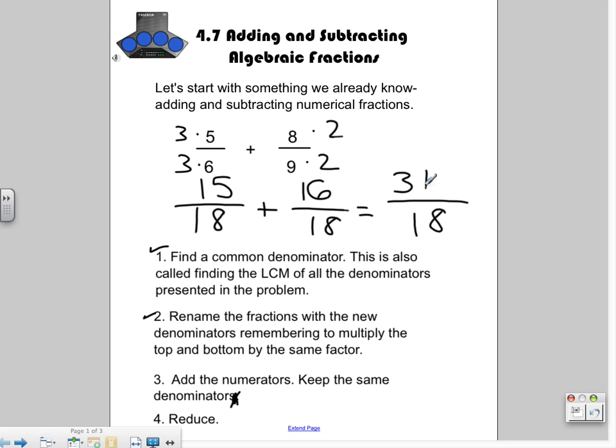Okay, am I done? No, I need to reduce, which is step 4. I've done step 3, now I want to reduce. Well, 31 and 18 actually is already reduced, but I should write it as a mixed number. That would be better form. So the answer here is actually 1 and 13/18. Final answer. Okay? So that should be review from last year.